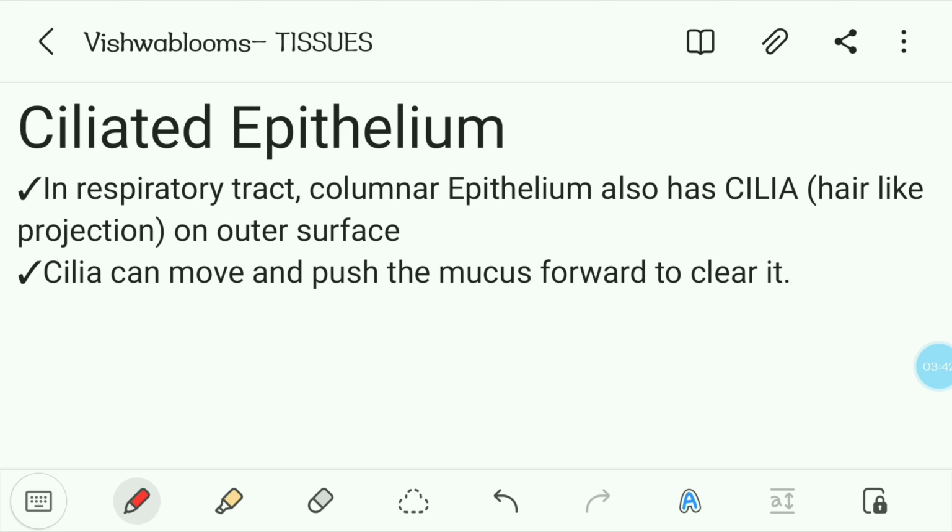Now ciliated epithelium. What is this? You will be thinking, right? In the respiratory tract, the columnar epithelium will have cilia, which are hair-like projections on the outer surface of that columnar epithelium. So this cilia can move and push the mucus forward to clear it.